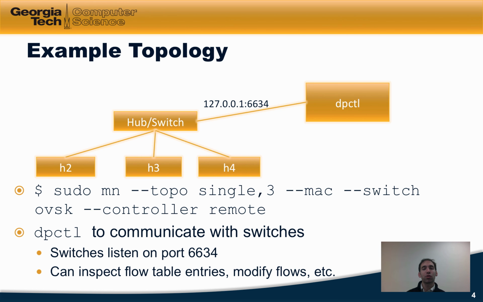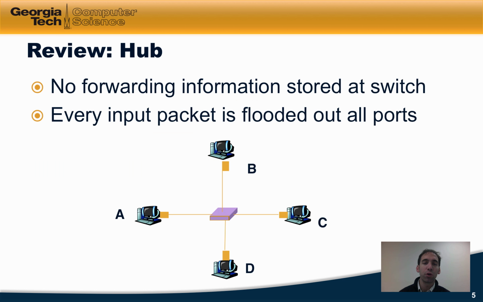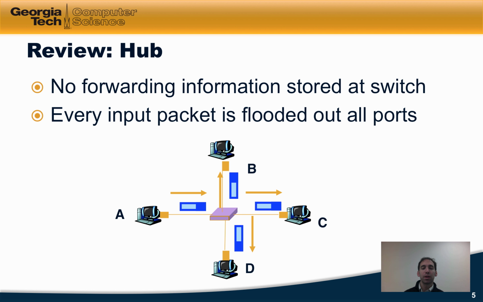Before we attach a controller that behaves like a hub or switch, let's first review what a hub does. In a hub, no forwarding information is actually stored at the switch that connects the hosts in the network. Therefore, when an input packet arrives on a particular port, the switch simply forwards that packet out all of the output ports.